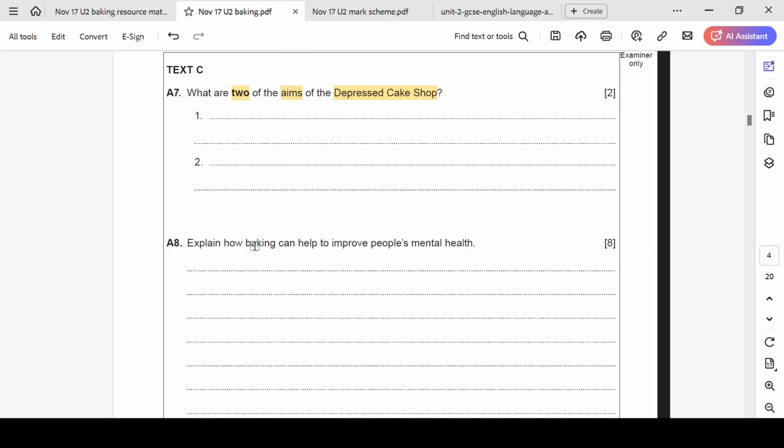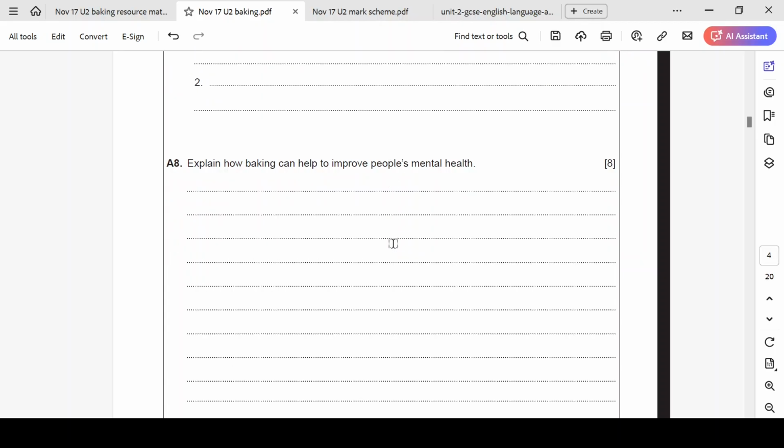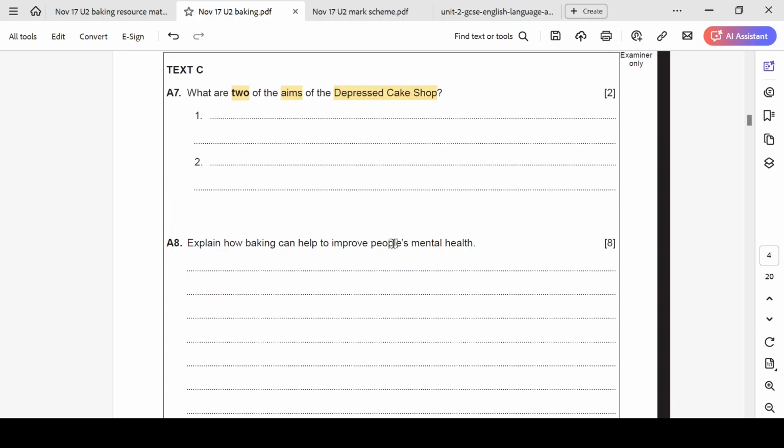But it's really highly unlikely that the examiners are just asking you what you think from your own knowledge, isn't it? So it's got to be based on text C. It's not a very well worded question. I think probably they've learnt from their mistake there. So it is specifically about what text C says about how baking can help to improve people's mental health.